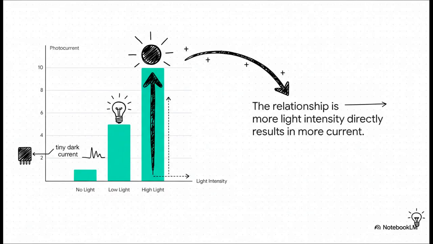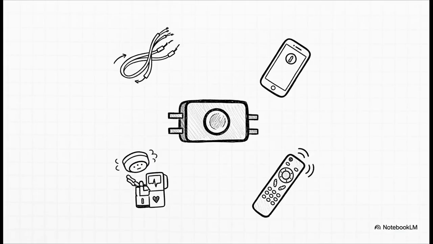And this chart shows the whole story. See that first bar? That's your tiny little dark current when there's no light. But look what happens when you add a little light? The current goes up. And when you add a lot of light, the current goes way up. It's a really simple relationship. The brighter the light, the more current you get. Super predictable.